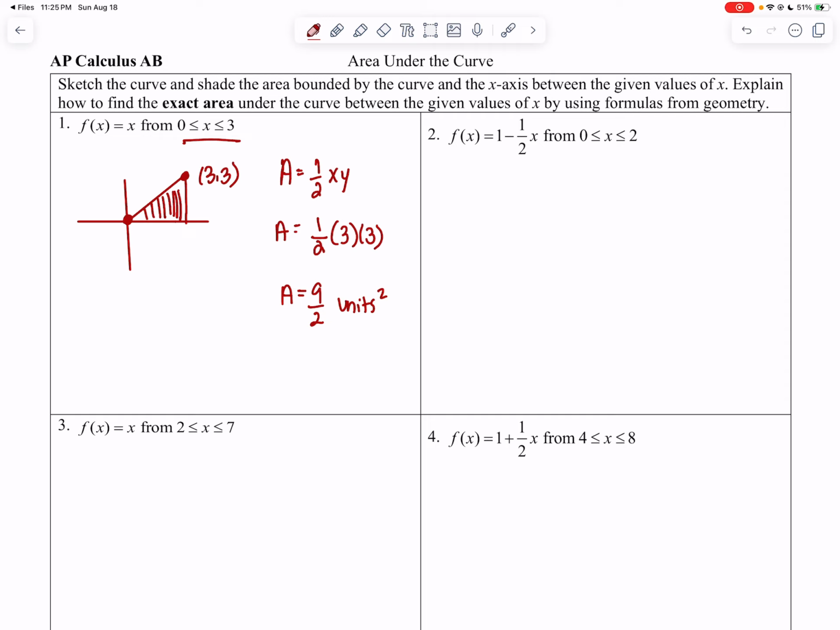I'm going to do the same thing for number 2, where I'm going from 0 to 2. So I know that at 0, I'm going to have a y-intercept of 1. And then if I were to plug in 2 here, I'm going to have an x-intercept. So I have (2, 0), and I have (0, 1). And I want the area bounded by my x-axis and my line. It's another triangle. So I'm going to have 1/2 base times height, 1/2 times 2 times 1. My area is just 1 unit squared.